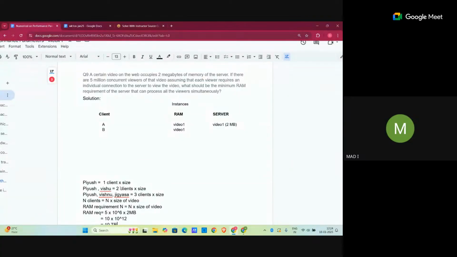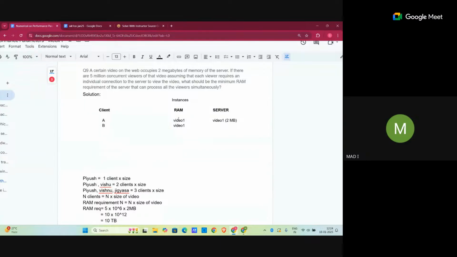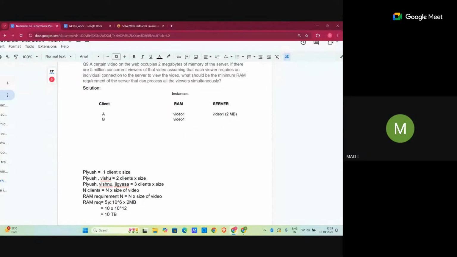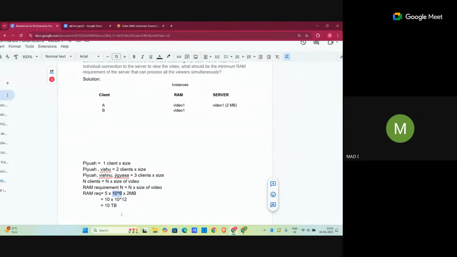What will happen is, the moment the number of clients increases, the instances of that video are created on the RAM. So for n clients, the RAM requirement will be n times the size of the video. So for 5 million concurrent viewers, it is 5 into 10 to the power 6, that is million, multiplied by the size of video, 2 MB. So the answer is 10 terabyte. Is it clear?